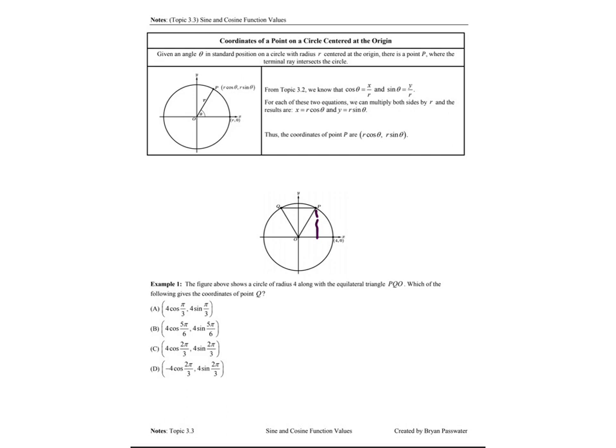Okay. So which of the following are the coordinates of Q? So we're looking over here at Q. And I know that the radius is 4. So Q is going to be located at 4 cosine. And P is actually at pi over 3. So where's Q? At what angle? 2 pi over 3. Good. So the x value is going to be at 4 cosine of 2 pi over 3, and your y value is going to be at 4 sine of 2 pi over 3.